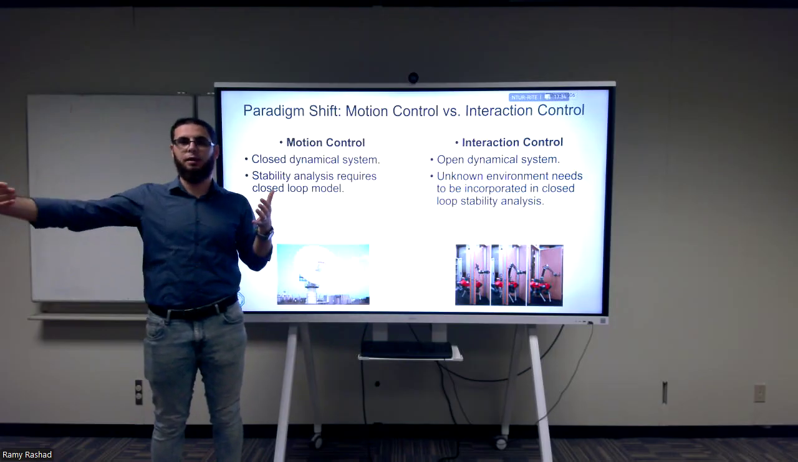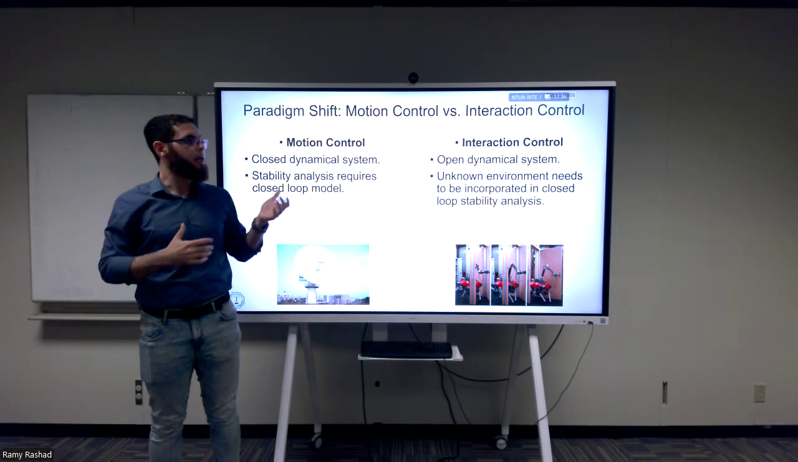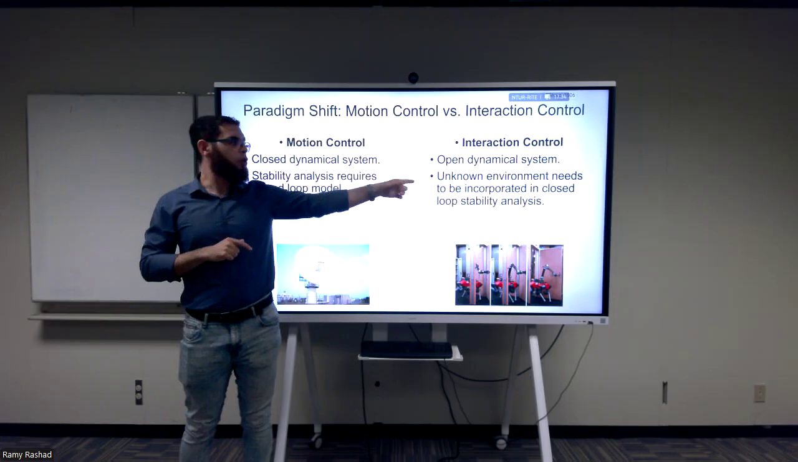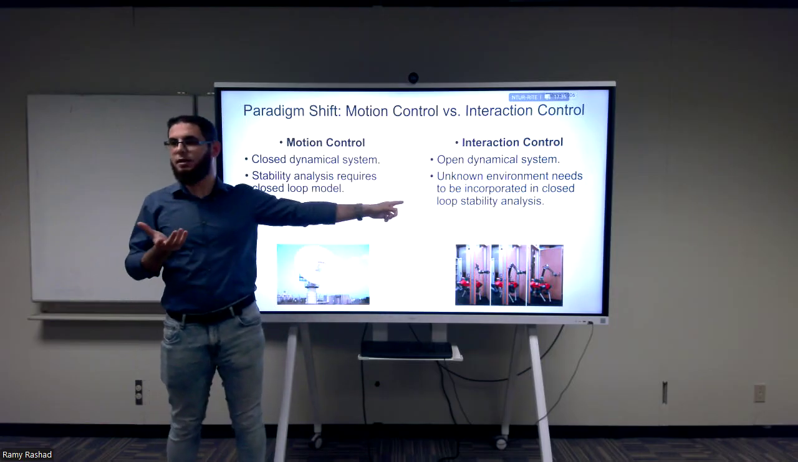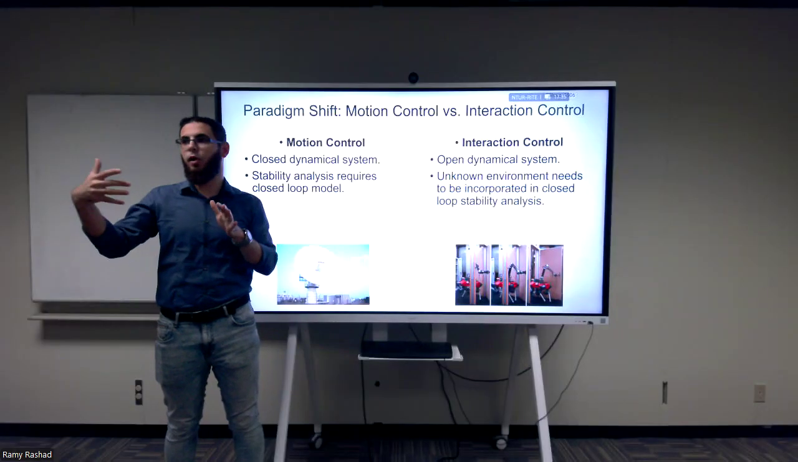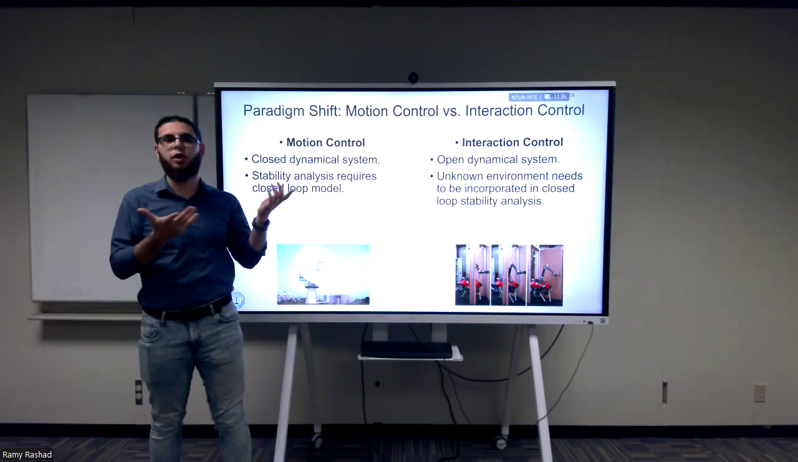And by open here, we have external forces, external torques, external wrenches acting on the system, and they're coming from an unknown source. We don't know what the environment looks like. So if you want to do any stability analysis with the closed loop, which is the controller and the system, we need to make some remarks on what happens to this unknown environment. And because it's unknown, we cannot model it.